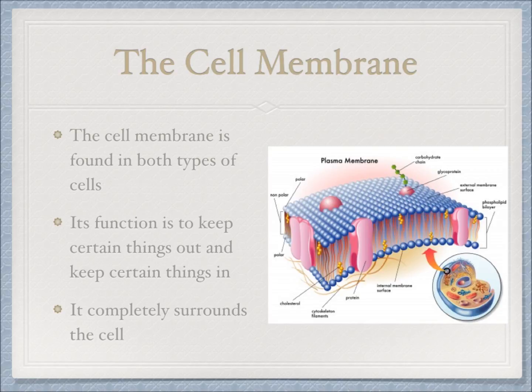The cell membrane, or the plasma membrane, is found in both types of cell. Its function is to keep certain things out and certain things in. It completely surrounds the cell and keeps the cytoplasm in. It also is a phospholipid bilayer.